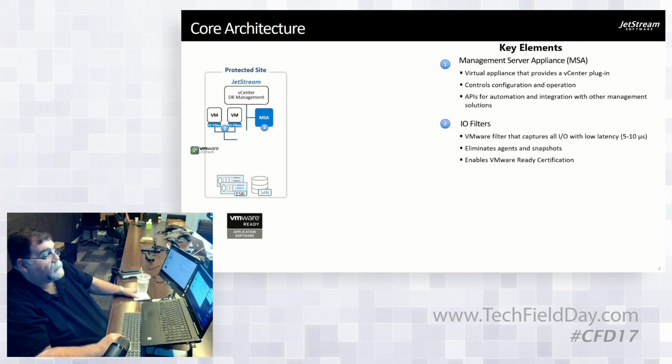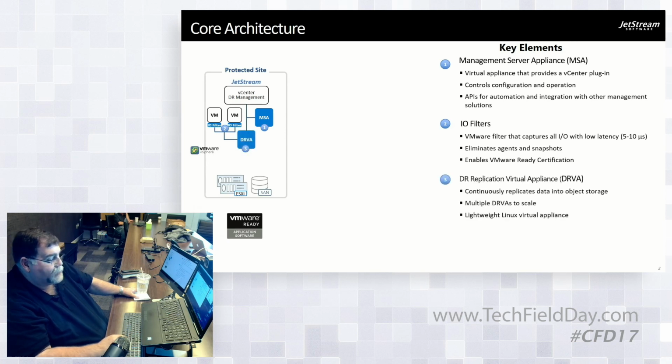The next component for us is our DR virtual appliance. The DR virtual appliance is another lightweight Linux appliance. This is actually deployed via the UI or via the automation. This component takes the data stream coming from the IO filters on the ESX hosts, processes it, and then creates the objects that are then replicated out to the object store. So we've got continuous replication.